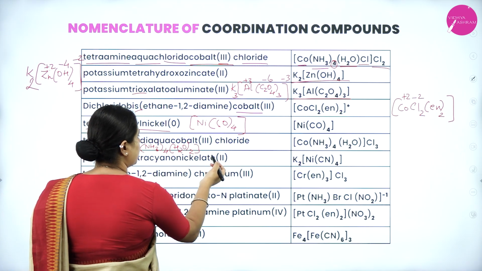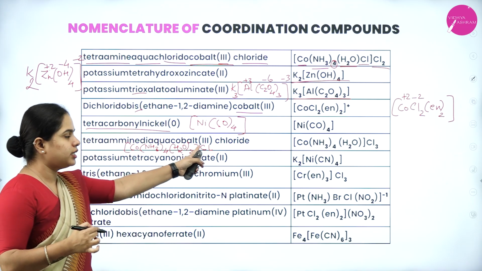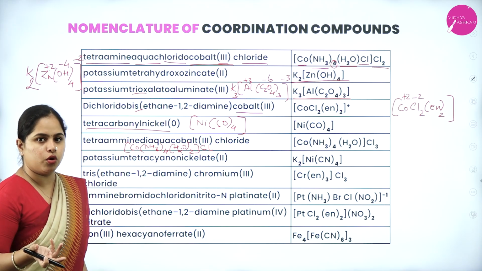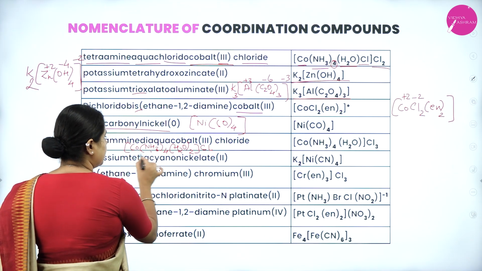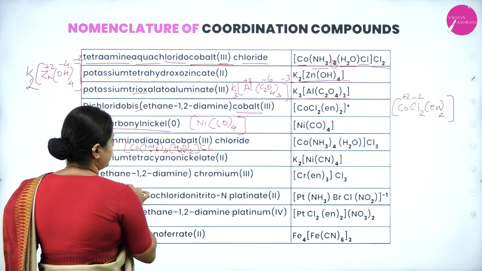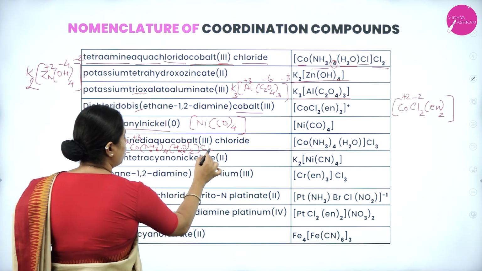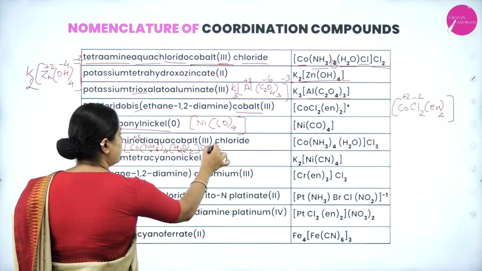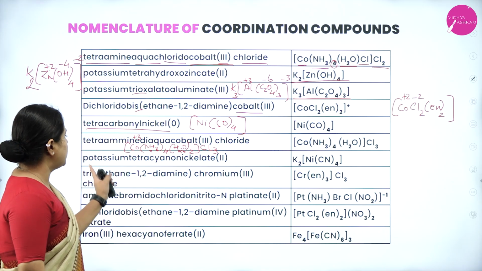Now what is the counter ion? It is chlorido, so I'll write the Cl here. The oxidation number is 3, which is given here. So I need to calculate how many chlorido atoms, how many counter ions, are there. Ammine is neutral, aqua is also neutral. So if this cobalt is +3, how many chlorido should be there? Of course, it should be 3, right? So this will have a -3, then only your coordination sphere will get +3 charge. Clear?